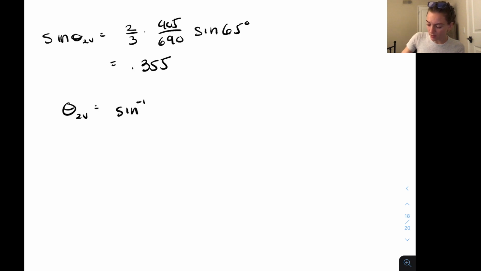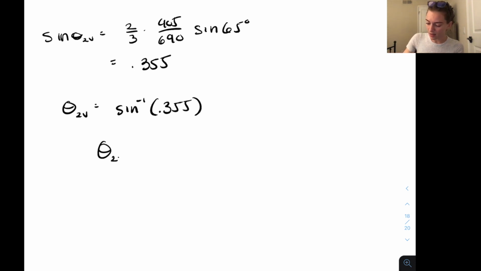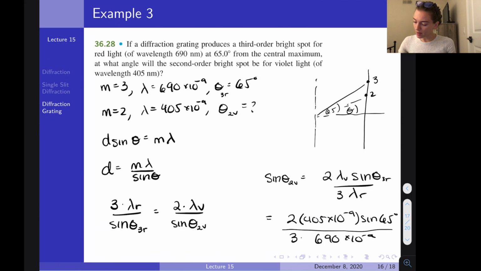And then you can just take the sine inverse. So we have the sine inverse of 0.355, and then we get that this is equal to 20.7 degrees. So this is our answer here. That means that this angle is 20.75, so it's obviously closer to the midpoint here than the third order red. So it looks like I drew it about okay. It's about right over here maybe. So that's where the second order bright spot for violet light would be, when we have a different lambda and a different m.